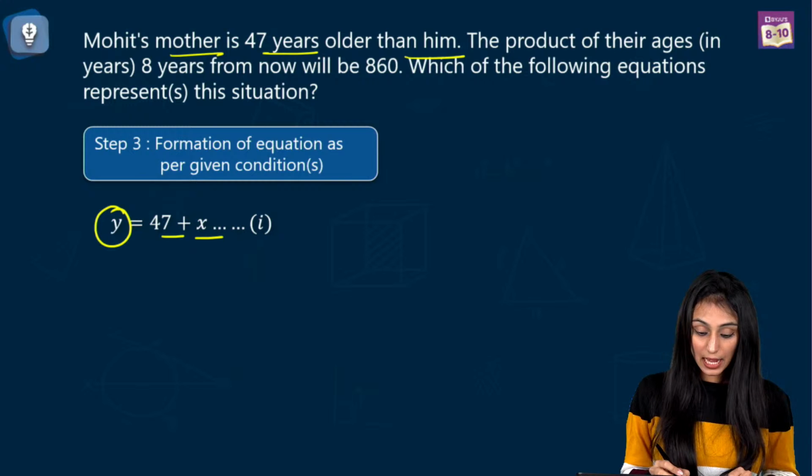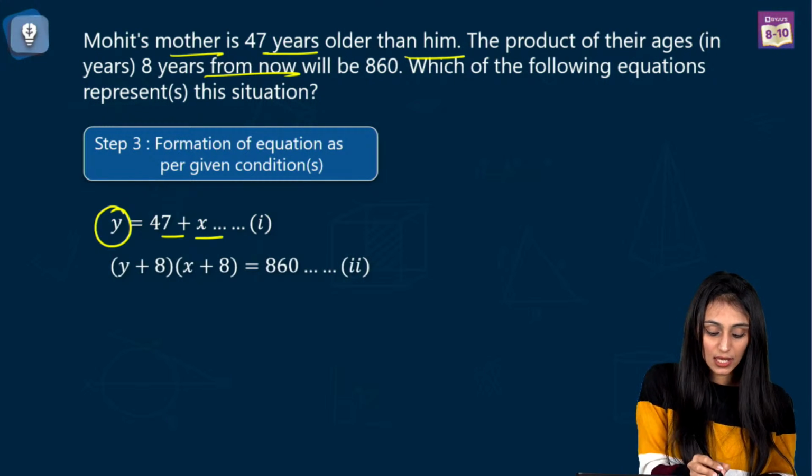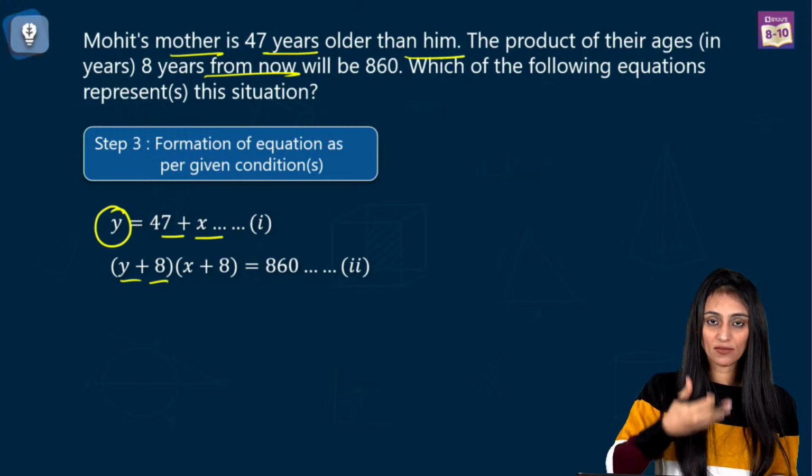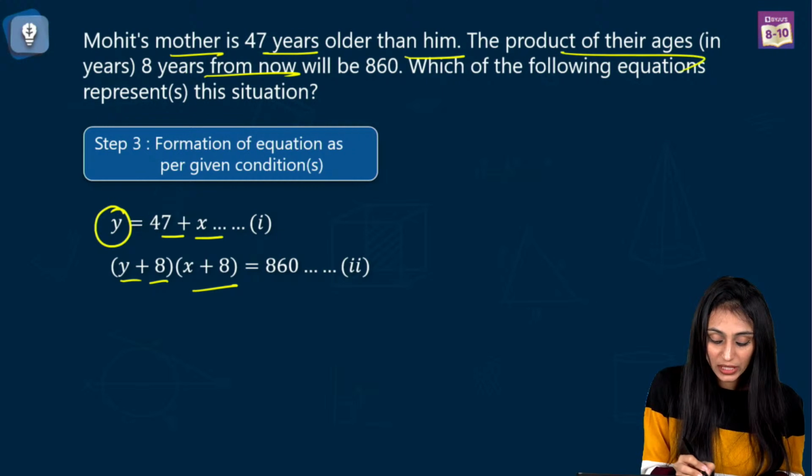Yes, Disha Bhatt. Now, the question says 8 years from now. So we'll add 8 years in both of their ages. So, y plus 8. In mother's age, I've added 8. In Mohit's age, I've added 8. In that case, the product of their ages becomes 860.